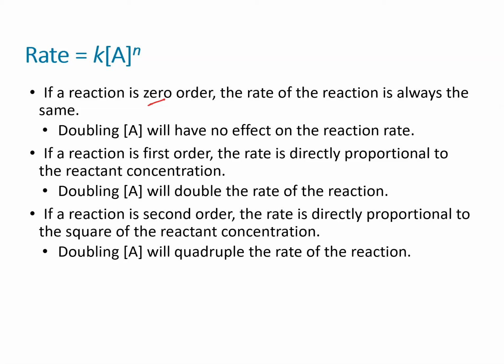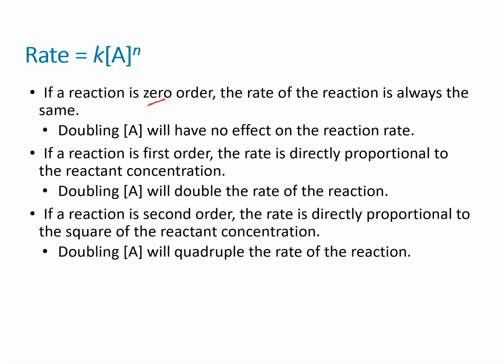If reaction's first order, the rate's always going to be directly proportional to the reaction concentration. So if n is 1, that means that if you double the concentration of A, you're going to double the reaction rate, because raised to the first order means that it's not being modified. Doubling is doubling in terms of rate because k is a constant.